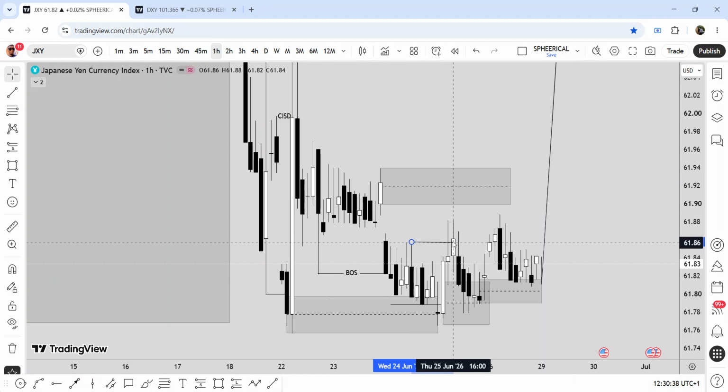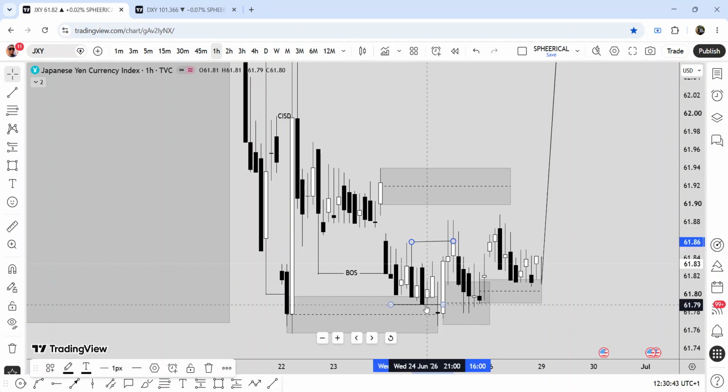Let me label it well. This is actually that point that caused this break of structure. So now this is X. Label this X. Then this is our change of character.